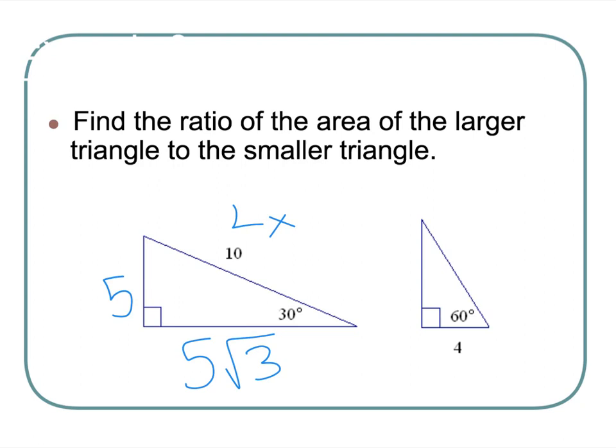Alrighty, so we've got 5 and 5 root 3. Now, which is my 4 side? What do I do with that? That is my x, so this would be 8 and 4 root 3. Now, did I really need to find all my sides to do this?